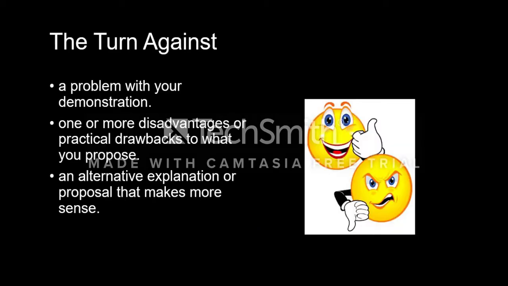When writing an essay, counterargument has two steps: the turn against your argument to challenge it, and the turn back to reaffirm it. This requires you to look at your argument as a skeptical reader. So first, point out any problems with your demonstration, such as that different conclusions could be drawn from the same facts, or certain evidence is ignored or played down. Next, point out if there are any disadvantages to what you propose.